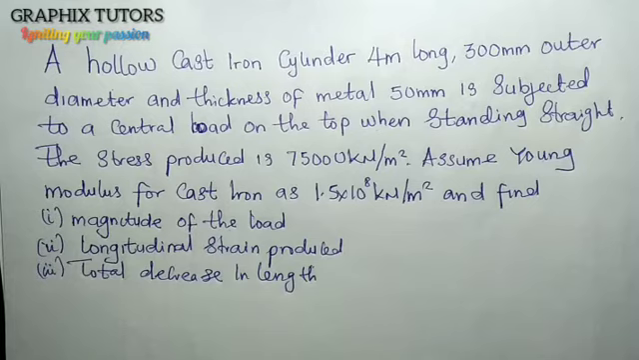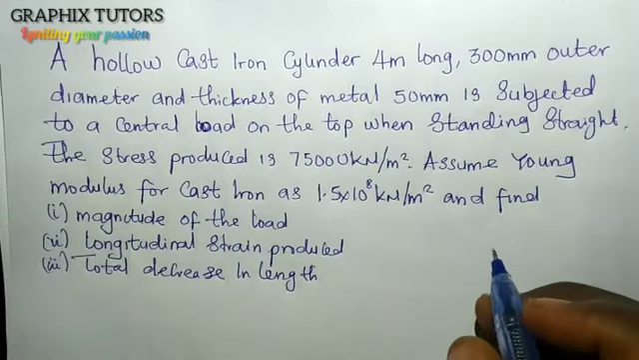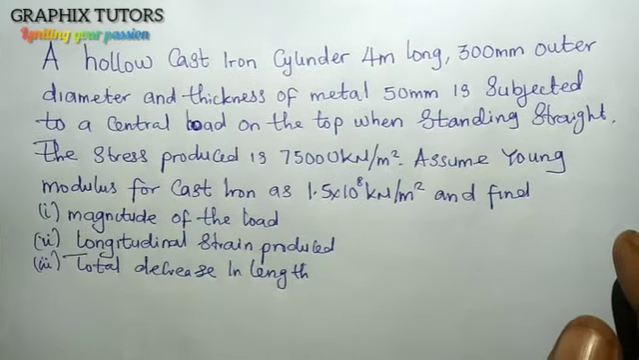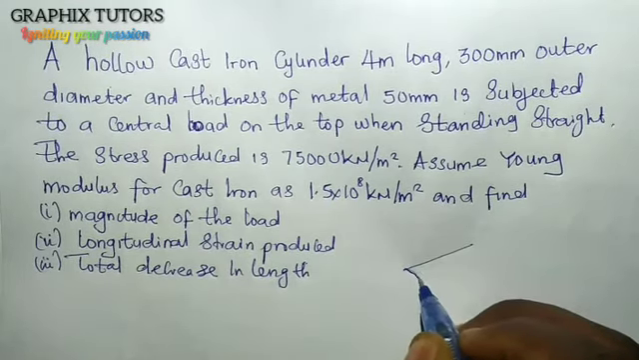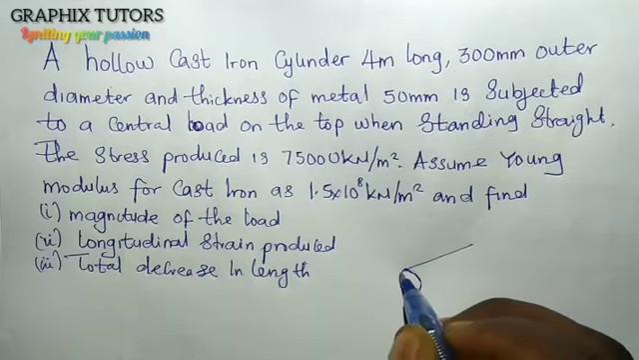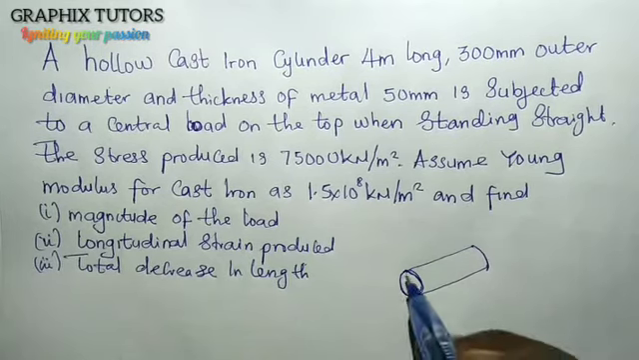Now, first of all, ask yourself, what is hollow? When something is a hollow cast iron cylinder, the two keywords there are hollow and cylinder. We know a cylinder is made up of what? A circle, right? So a cylinder is made up of a circle. If I want to draw it, I have something like this. This is a cylinder, right?